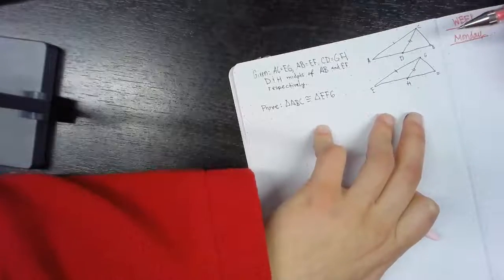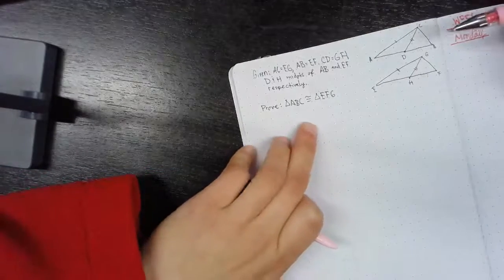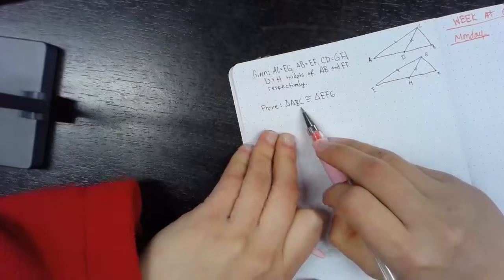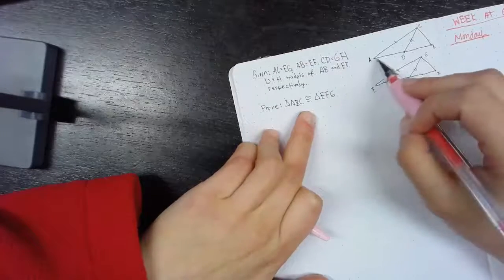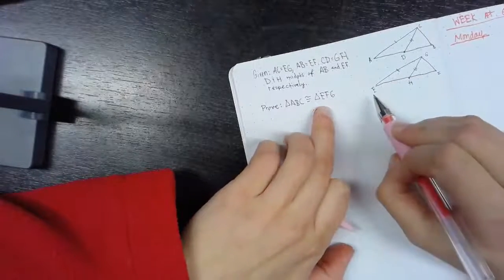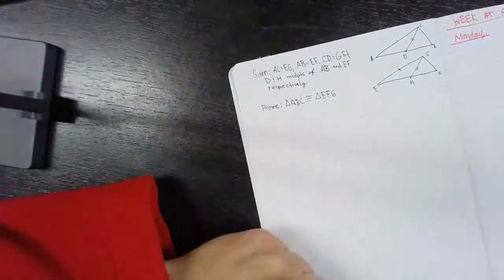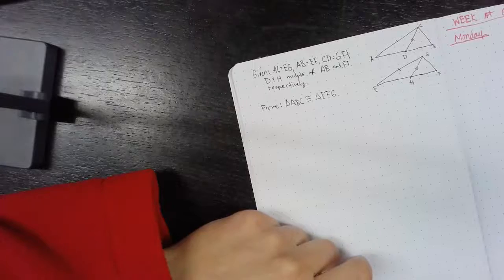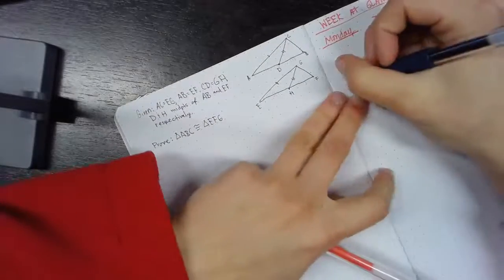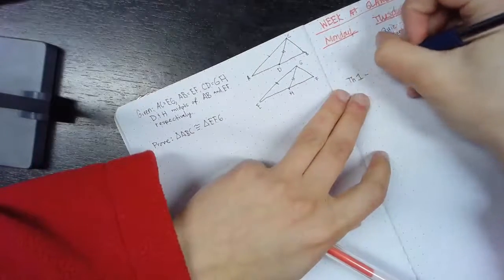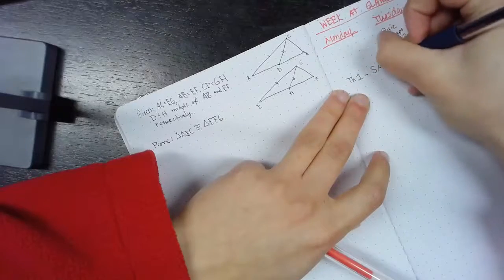What am I trying to go for? What am I looking to prove? I'm looking to prove that triangle ABC, so this whole triangle here, is congruent to this whole triangle here, EFG. Now tell me, what are all the ways that we have learned so far in order to prove triangles congruent to each other? We can use theorem 1, which is side, angle, side.